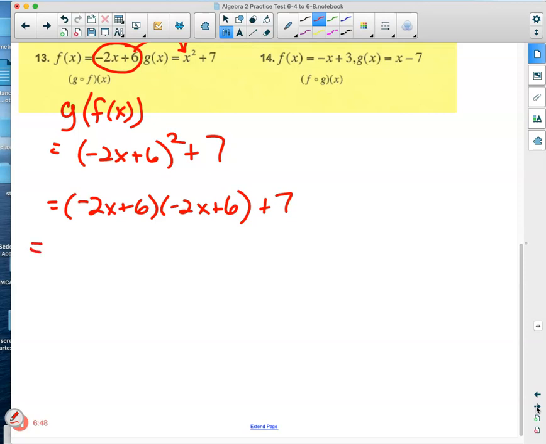First times first would be a positive 4x squared. Outside times outside minus 12x. So is inside times inside. And last times last is 36. Then let's just combine some like terms.